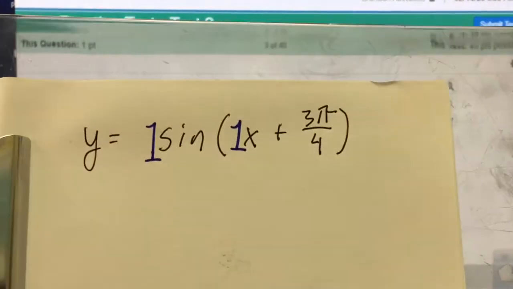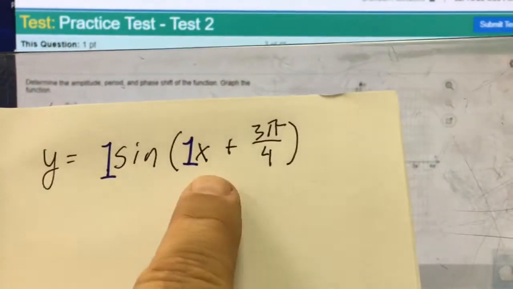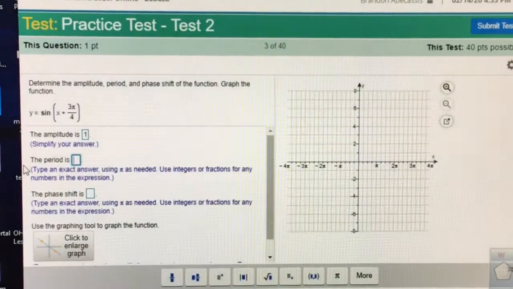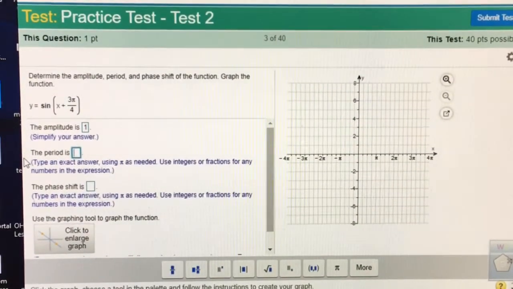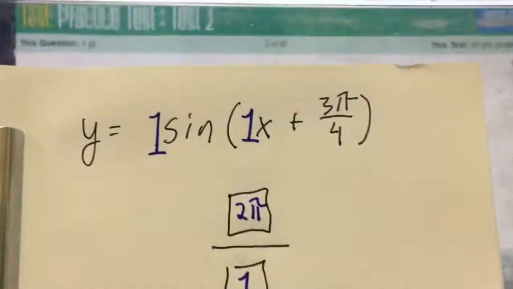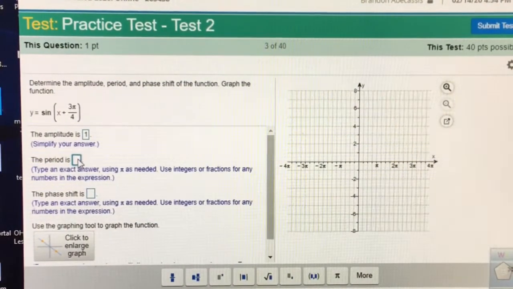So if I were to inspect it, there's a hidden 1 in front of the sine, there's a hidden 1 in front of the x, so my amplitude is going to be 1, and my period is going to be 2 pi over 1. So I put 2 pi over that 1 to give my period. So let me type that in, the period is going to be 2 pi. And sometimes they give me the pi down here.